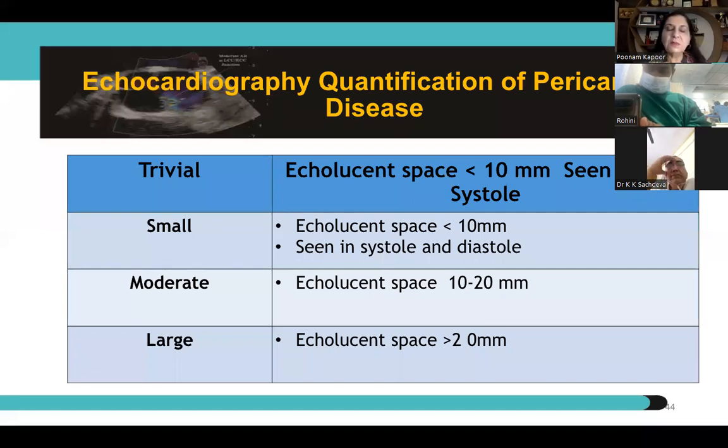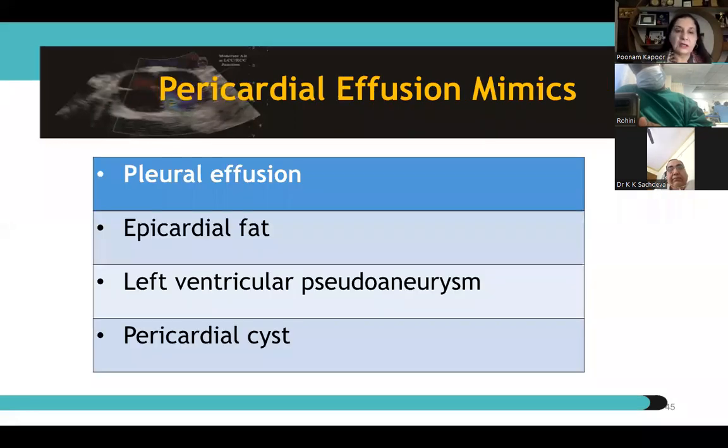So when you see a small echo-free space, less than 10 millimeters, it is a small pericardial effusion. If it's moderate, the echo-free space is between 10 to 20. And if it is more than 20, it is a large pericardial effusion that you're seeing. Very often, a pericardial effusion can be mimicked by a pleural effusion. I did say the descending thoracic aorta is the judging point.